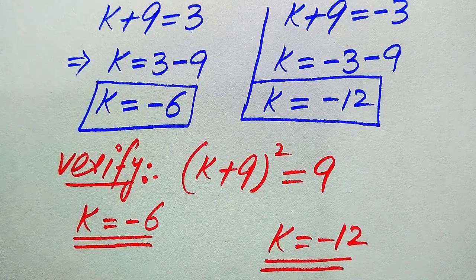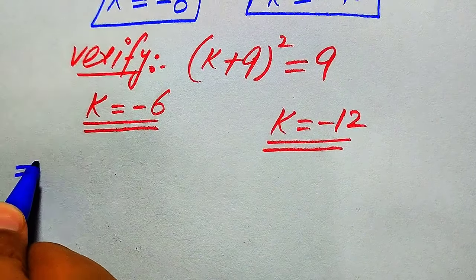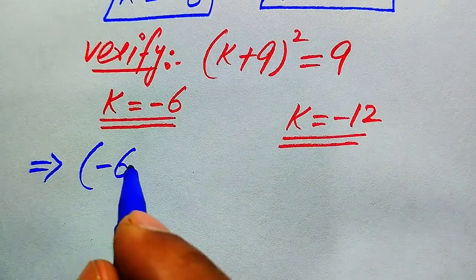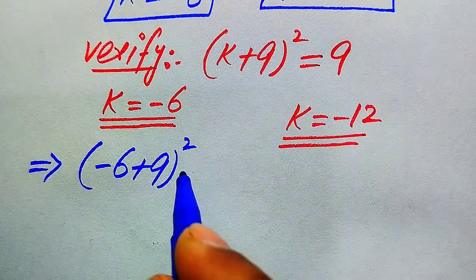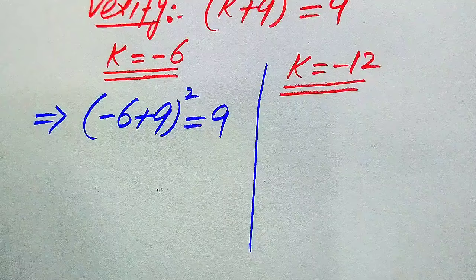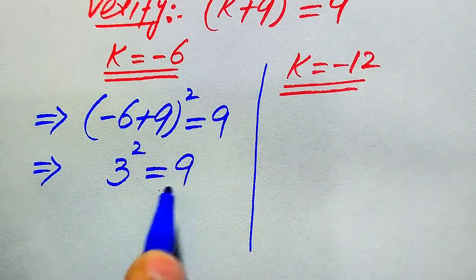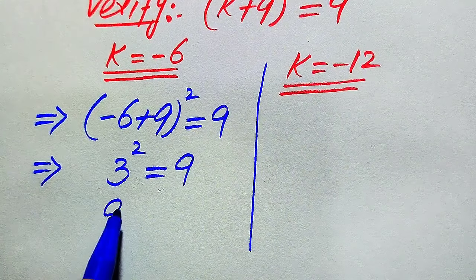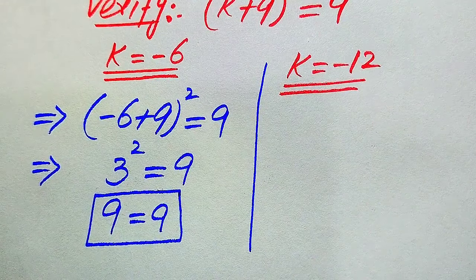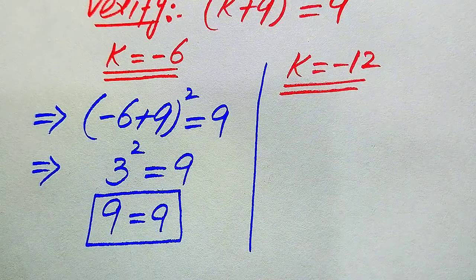First we need to verify k = -6. We put k = -6 into the left hand side of this equation, so we have (-6 + 9)² = 9. In the next step, -6 + 9 becomes 3, so 3² = 9, and here again you clearly see that 9 = 9. This shows that both of the sides are equal, and if both sides are equal, it means that k = -6 is a solution of the given equation.